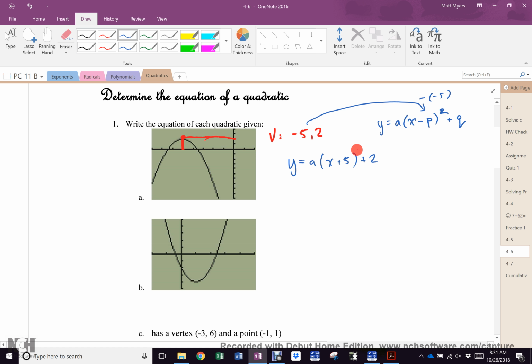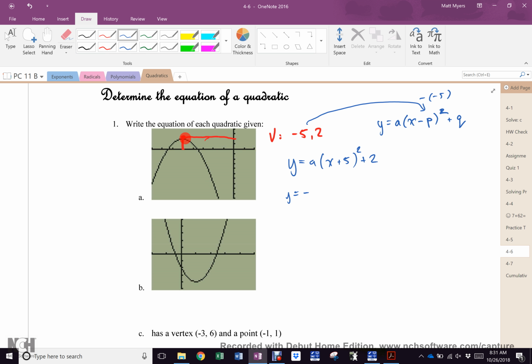Everybody cool? Everybody got me to there? Yeah. Okay, what's missing? We got to check a. So we have to check if there's been a stretch, yes? How do we check for stretch? If there's no number there, it would be a 1, right? And that means I would go over 1 and up 1, yes? But I don't go over 1 and up 1, do I? I go over 1 and down 1. So I know that a must be negative, right?